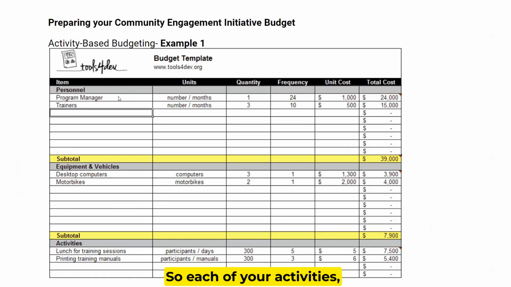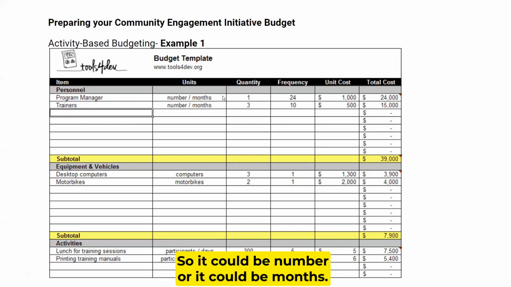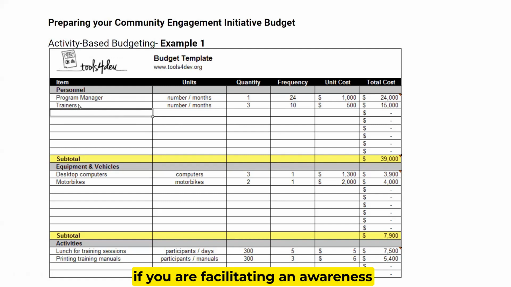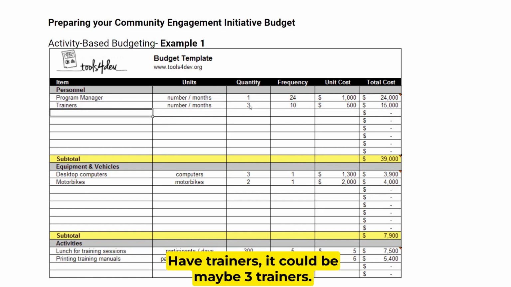So each of your activities, each of the things you are getting, you are going to be having it on an Excel sheet. The unit is the number, the unit type is whatever the item, the unit of the item. Okay, so for example, trainers number, how many number or how many months. So it could be number or it could be month. So for example, if you are facilitating an awareness or knowledge sharing session, you could have trainers. It could be maybe 3 trainers.